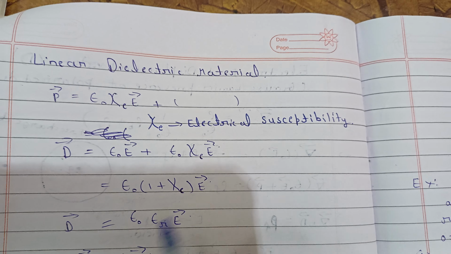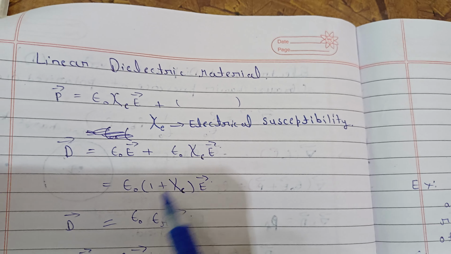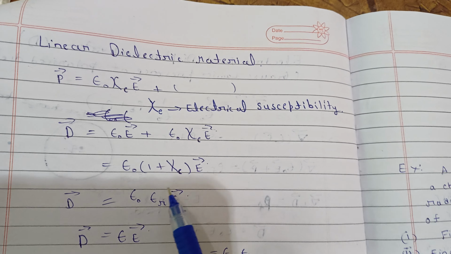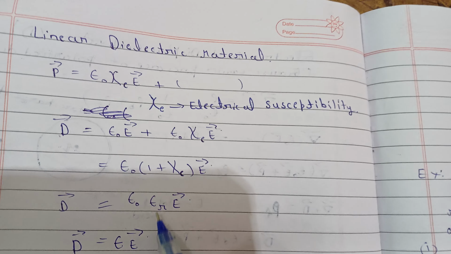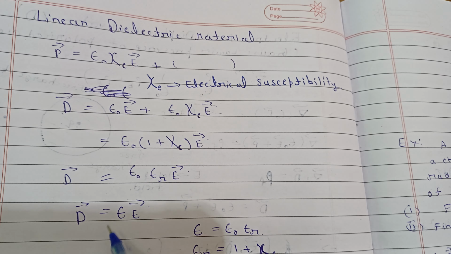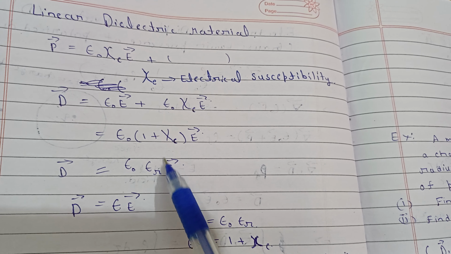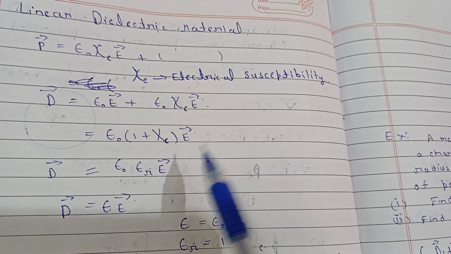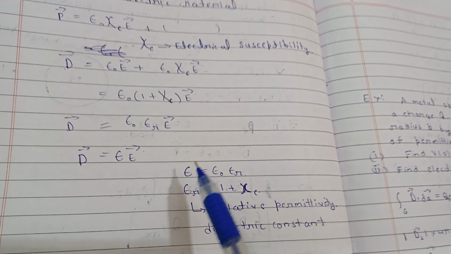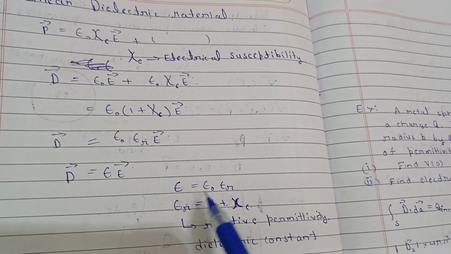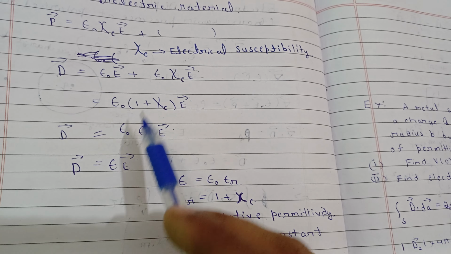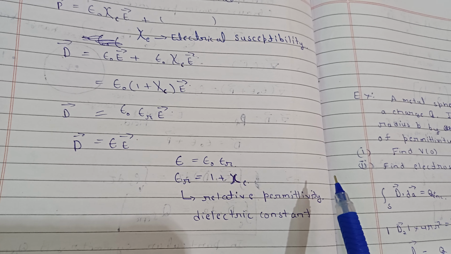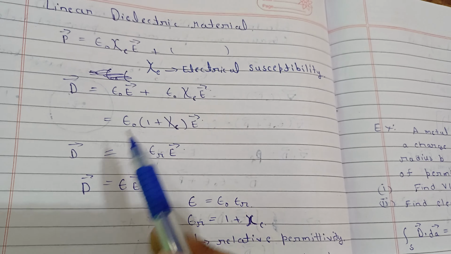And chi e is the electrical susceptibility, so D can be written in this form. Now take E and epsilon naught common, it will give you 1 plus chi e, and this 1 plus chi e can be written as epsilon R, and the whole term can be written as epsilon. This epsilon R is nothing but the relative permittivity, also called the dielectric constant of the particular dielectric material. So epsilon will be equal to epsilon naught epsilon R, where epsilon R is 1 plus chi e. I already told you these things, so just remember this.